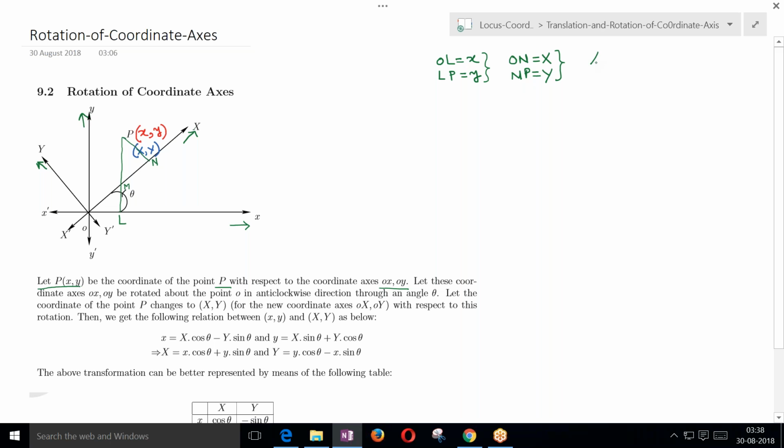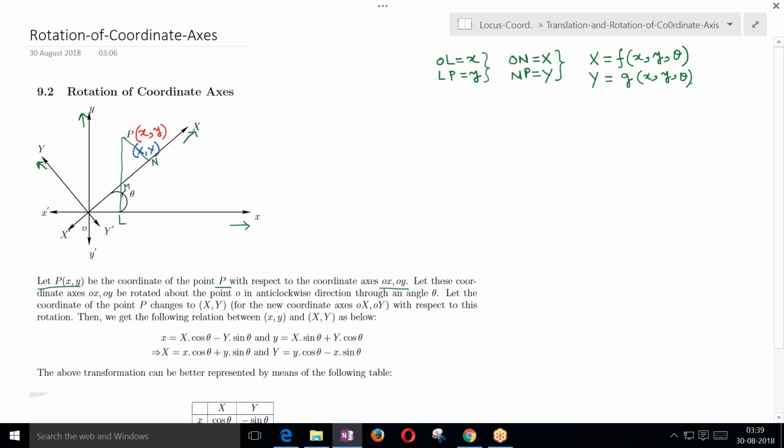That means we'll get a function. We already discussed functions earlier. So capital X is a function of lowercase x, lowercase y, and theta. Similarly, capital Y is also another function, suppose a function g of x, y, and theta. We are going to derive this relation, that is, how we can express capital X and capital Y in terms of x, y, and theta. That is what we are going to discuss now.